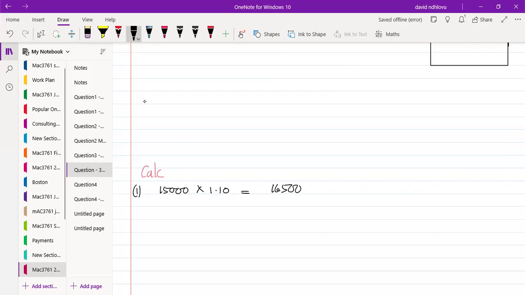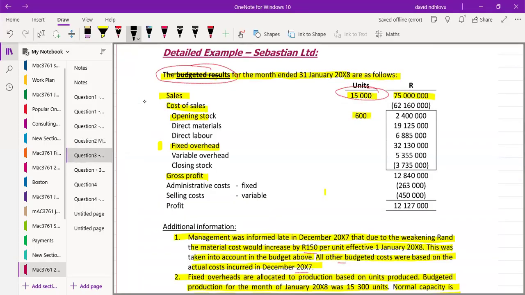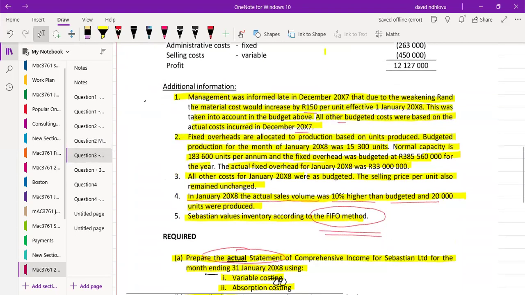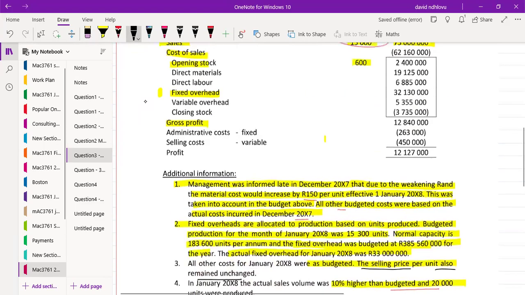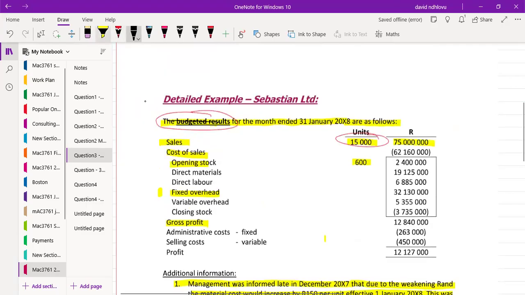So what of the selling price? Remember, we're looking for the sales. It is the selling price multiplied by quantity. Did the selling price change? I think they said all other information remained the same as per the budget. This is what they said: the selling price per unit also remained unchanged. So in the budget, this is what we're having: 75 million in terms of the sales value of selling 15,000 units.